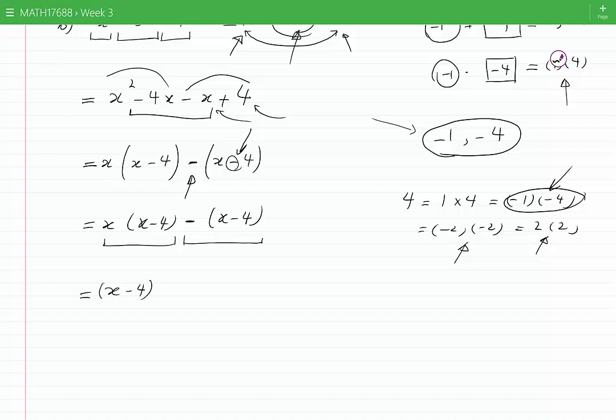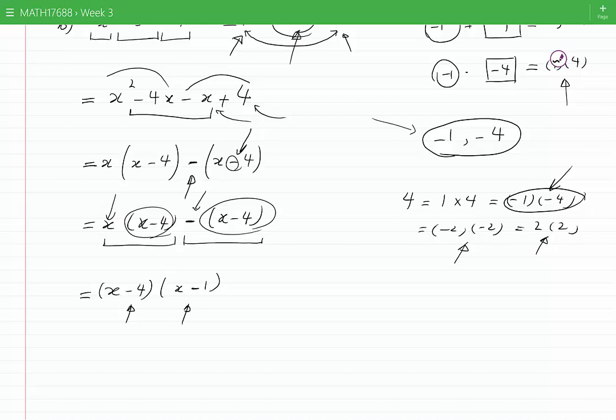From the first term, if you remove x minus 4, you will be left with an x only. And from the second term, if you remove x minus 4, you will be left with a -1 only. And this would be the answer to our problem, because both of these factors now are prime factors and cannot be factored anymore.